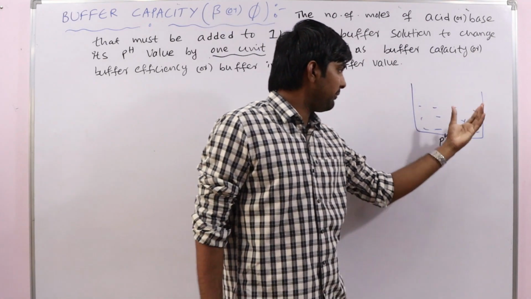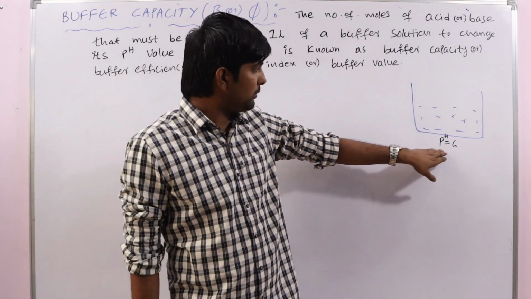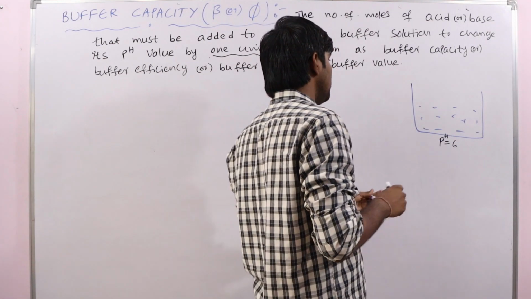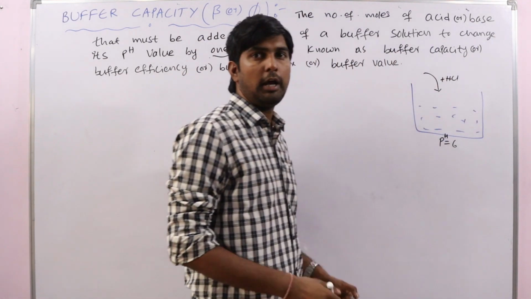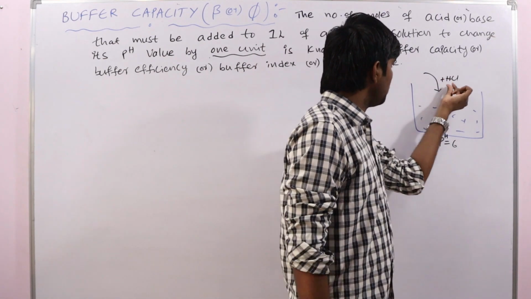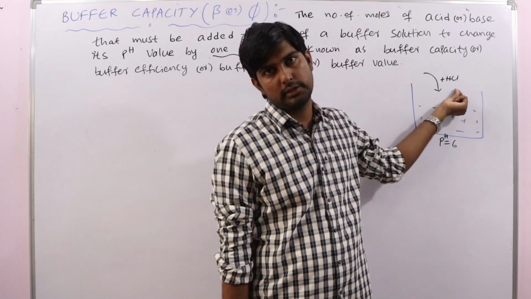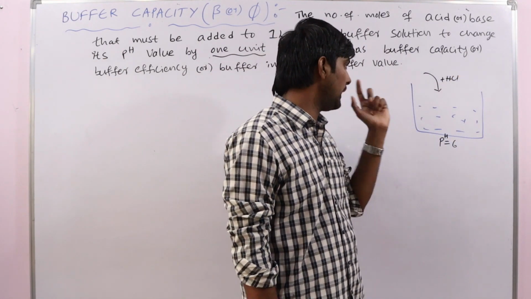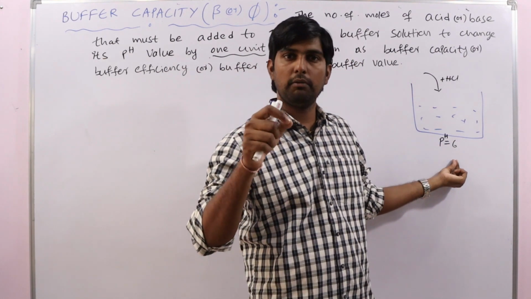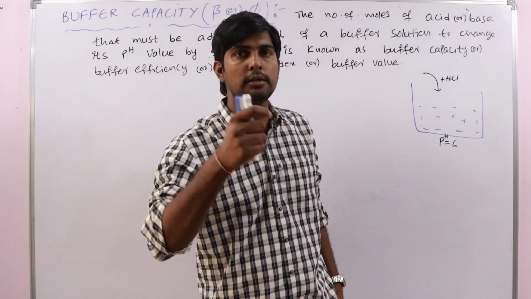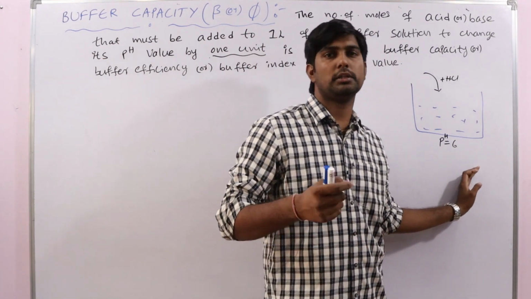Now, suppose we have a buffer solution whose pH equals 6. To this we are adding, for example, HCl. What happens up to some quantity? Let us discuss in terms of moles. Suppose 1 mole or 2 moles we have added. There is no change in the pH. Remember, even if we say no change, there is a slight change, but that is negligible.